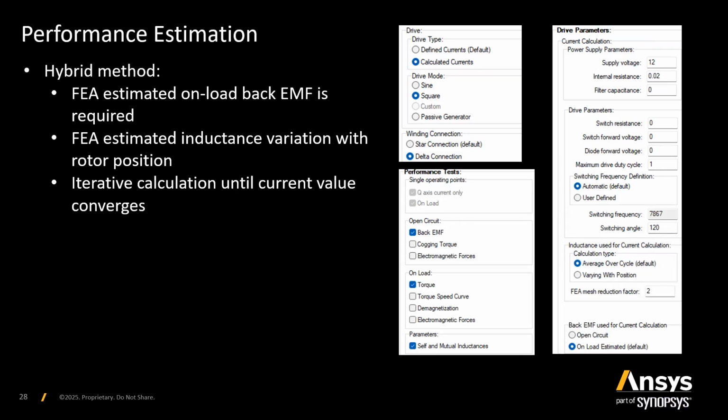In the hybrid method, these are the settings that typically we will do in ANSYS MotorCAD. So we are dealing with the calculated current types. It's a square wave topology. We have as well a delta connection for this application. We have to calculate and recalculate this each step. We have a back EMF, torque, and self and mutual inductance. These are all calculated using finite element.